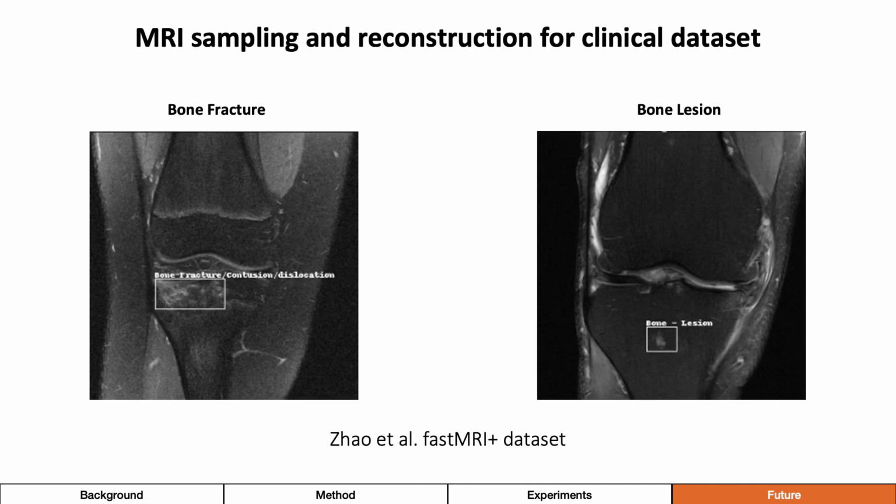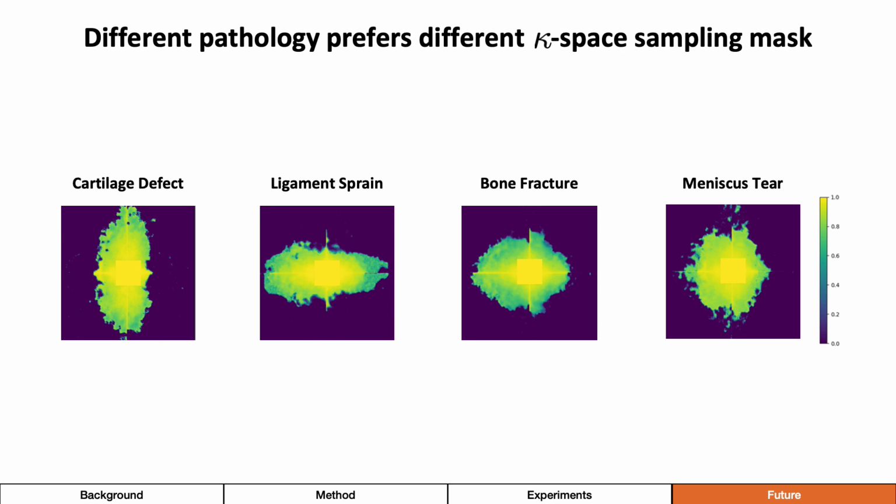We performed some early analysis to verify the importance of adaptive sampling in this setting. We use a recent fastMRI+ dataset, which adds pathology box annotation to the original fastMRI dataset. And we want to optimize the image structures in the pathology region instead of the whole image. Under this setting, we find that optimal sampling masks for different pathologies tend to be drastically different.